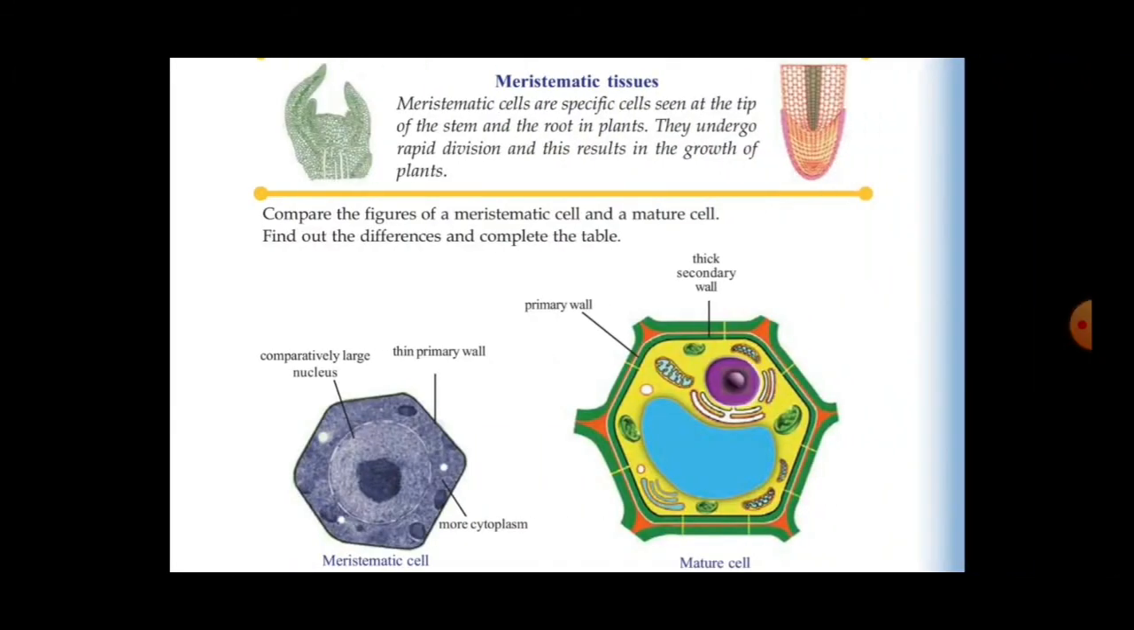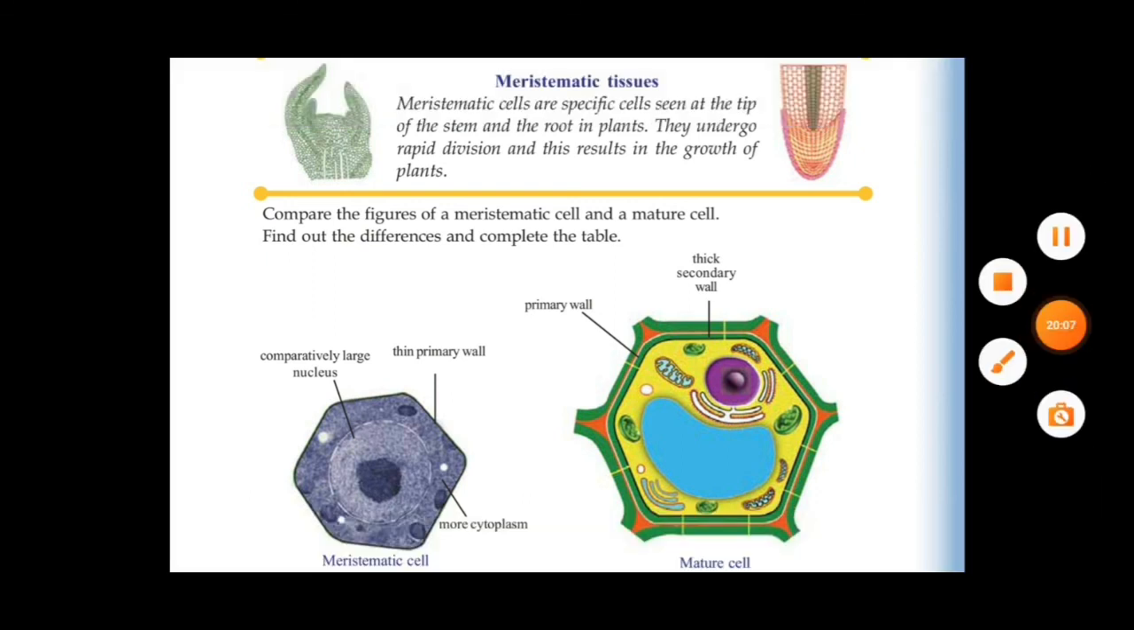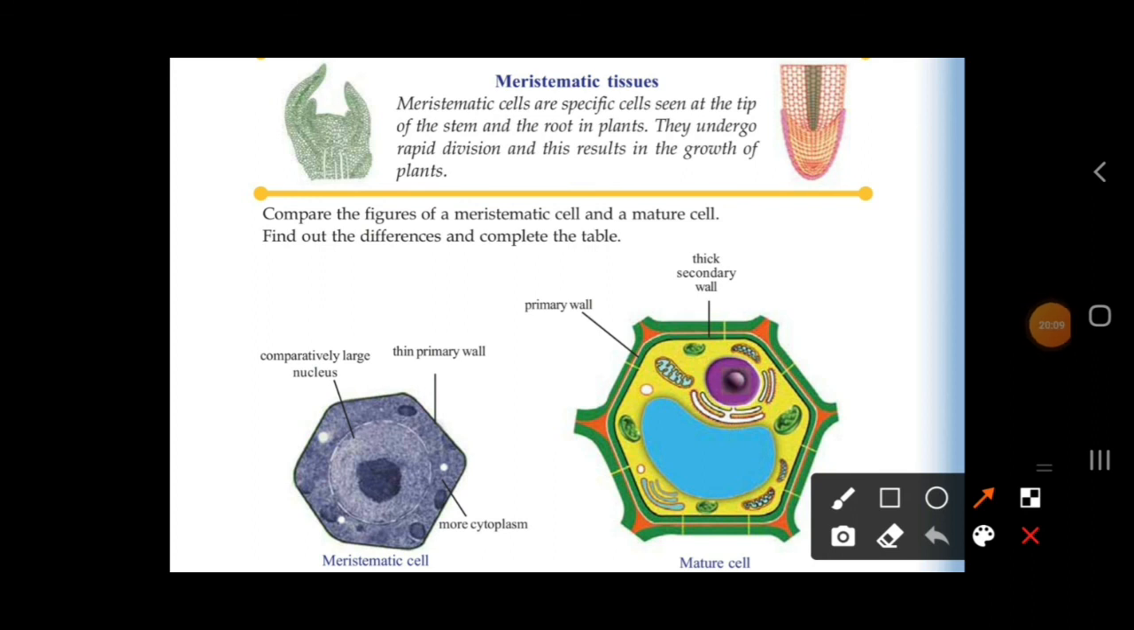Then more cytoplasm, comparatively more cytoplasm in meristematic cell, but less cytoplasm in mature cell. Look, the cytoplasm area is marked here in meristematic cell. But in the mature cell, there are many objects, so cytoplasm is comparatively less. This is a bigger cell, so that much is there, but here it is a smaller cell, that's why more cytoplasm is there.